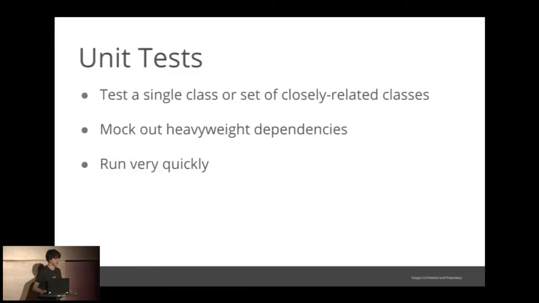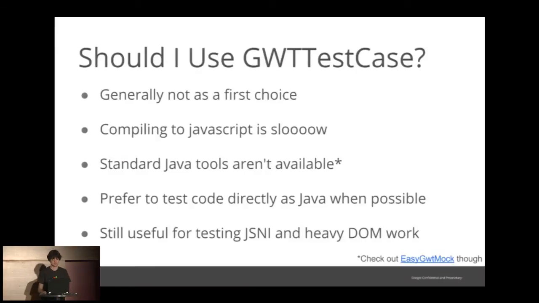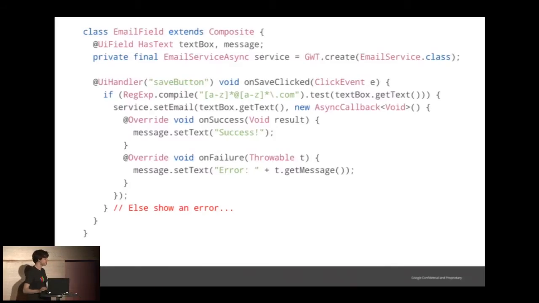So let's take a look at the kind of code you might want to test inside your GWT application. Here I have a fairly simple widget. This is an email field. All it really does is wrap around a text box and a label. So you type into that text box, you press a button to save your email address. It validates against a regular expression, then calls out to the server to save it, and updates the message in the UI.